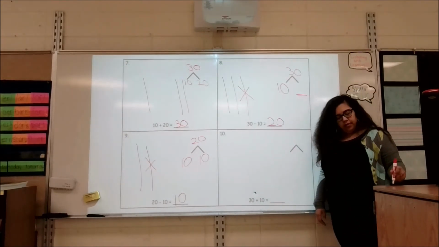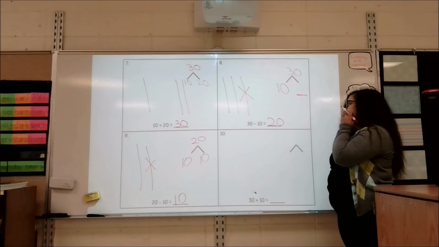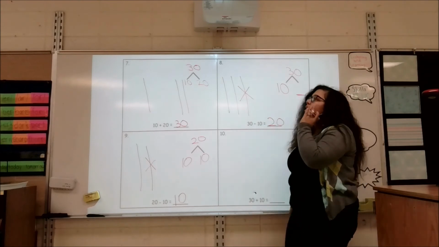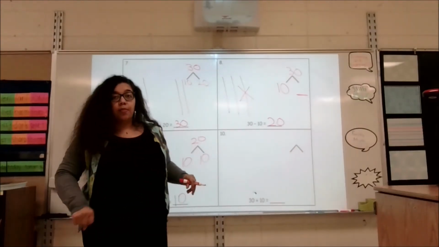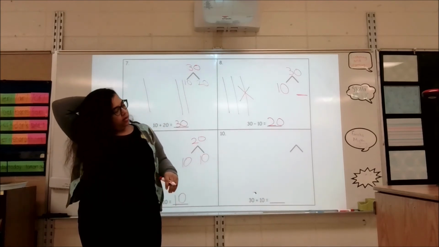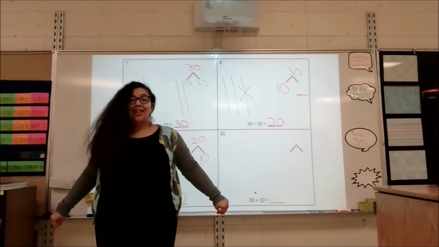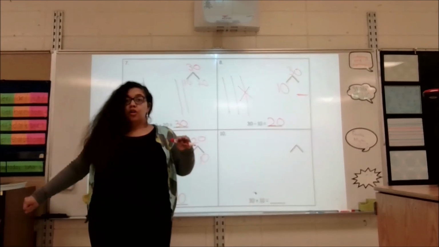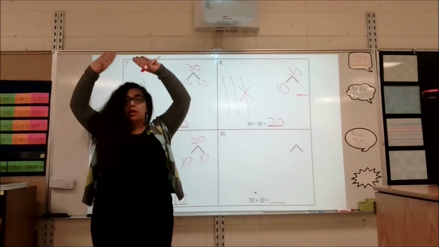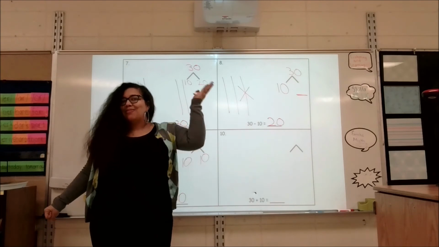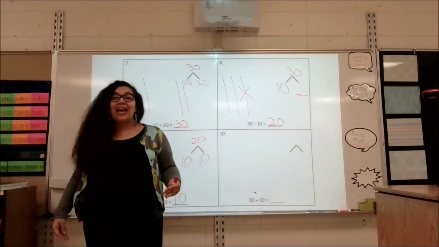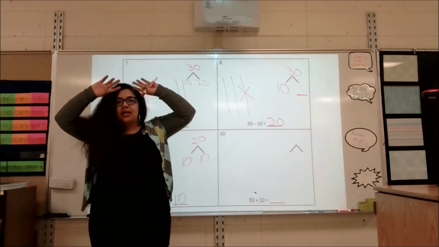So this last one here, this is the last one. We are 30 plus 10. 30 plus 10, which means we are putting parts together. We're looking to find the whole. So 30 plus 10 is equal to blank. 3 10s plus 1 10 is equal to blank. 3 pizzas plus 1 pizza is equal to 4 pizzas. Yes.